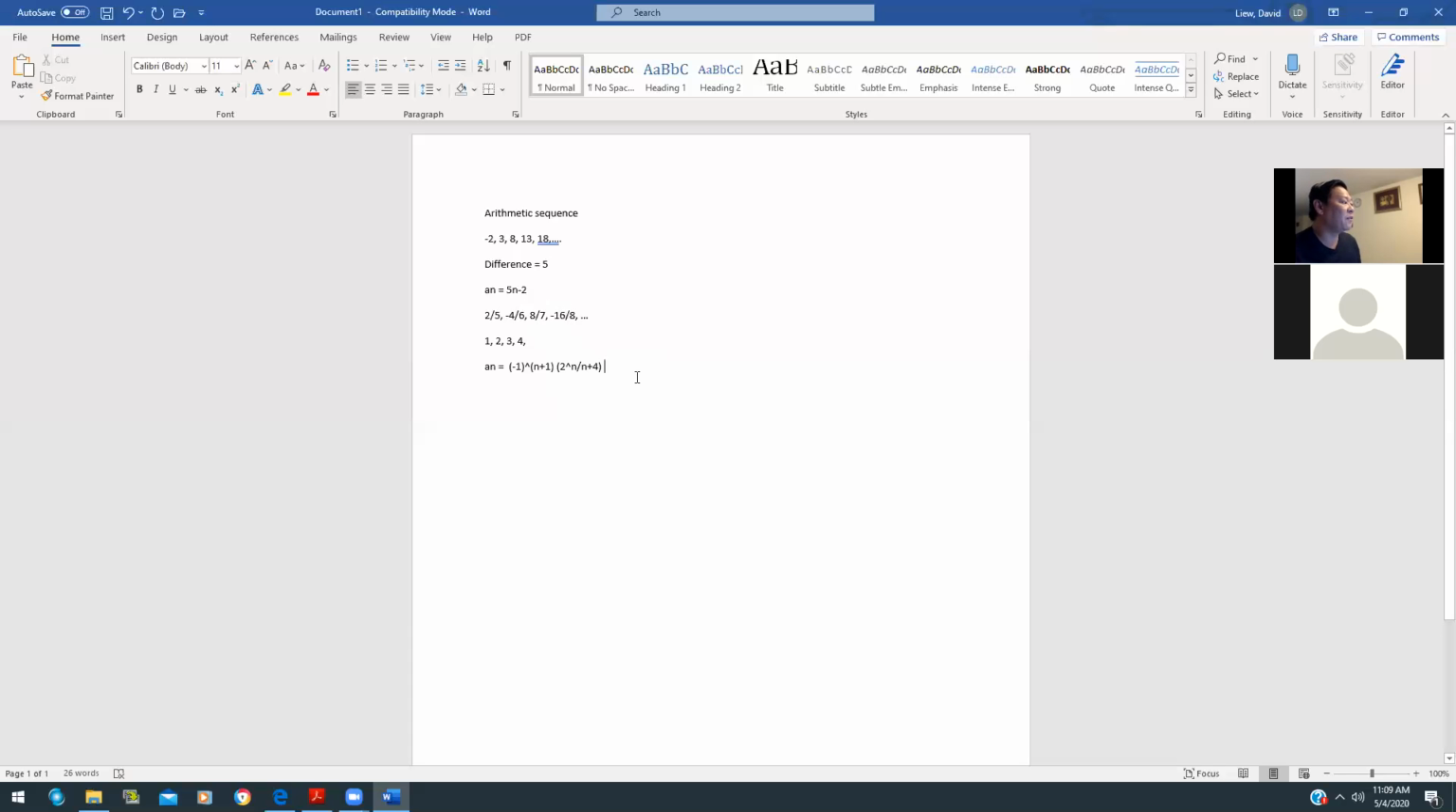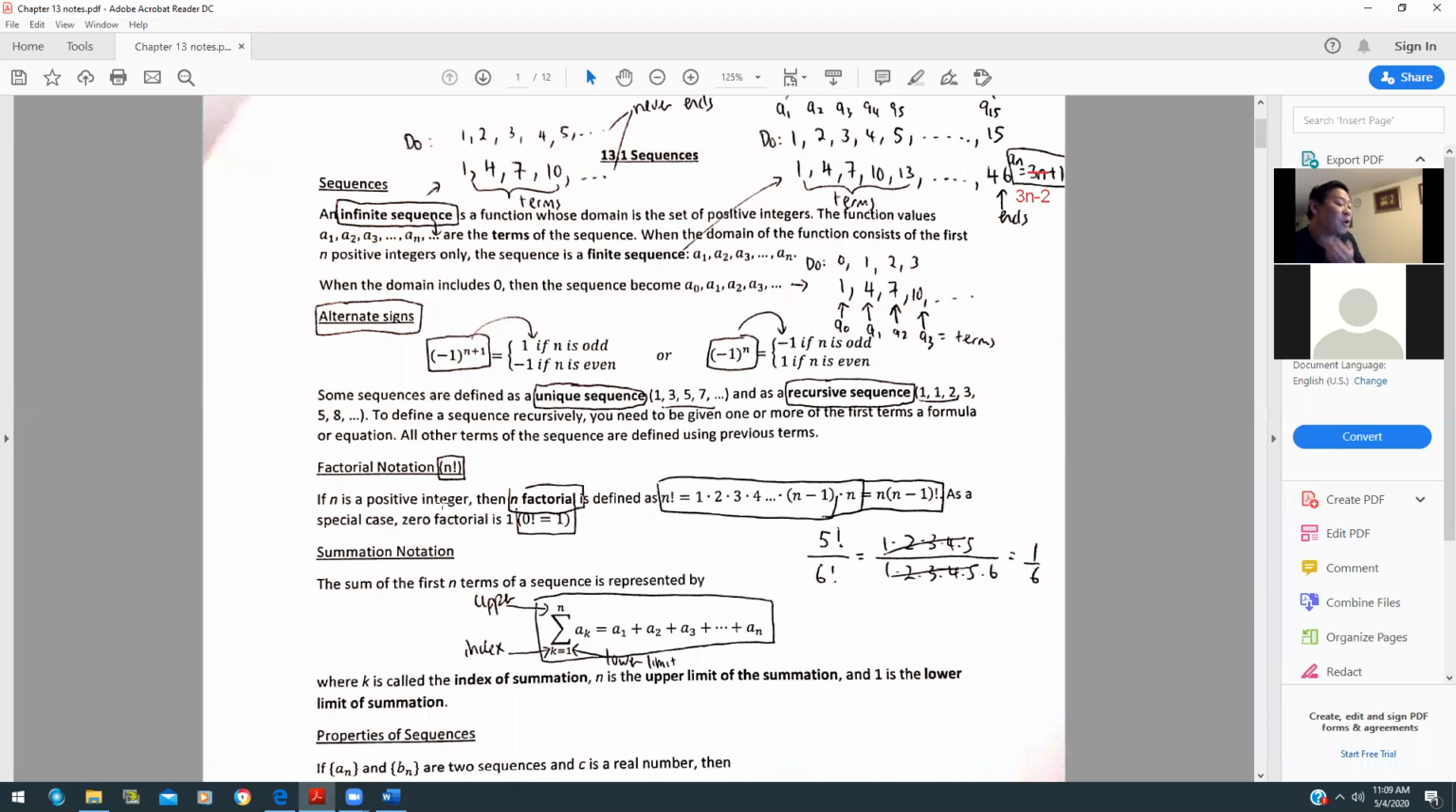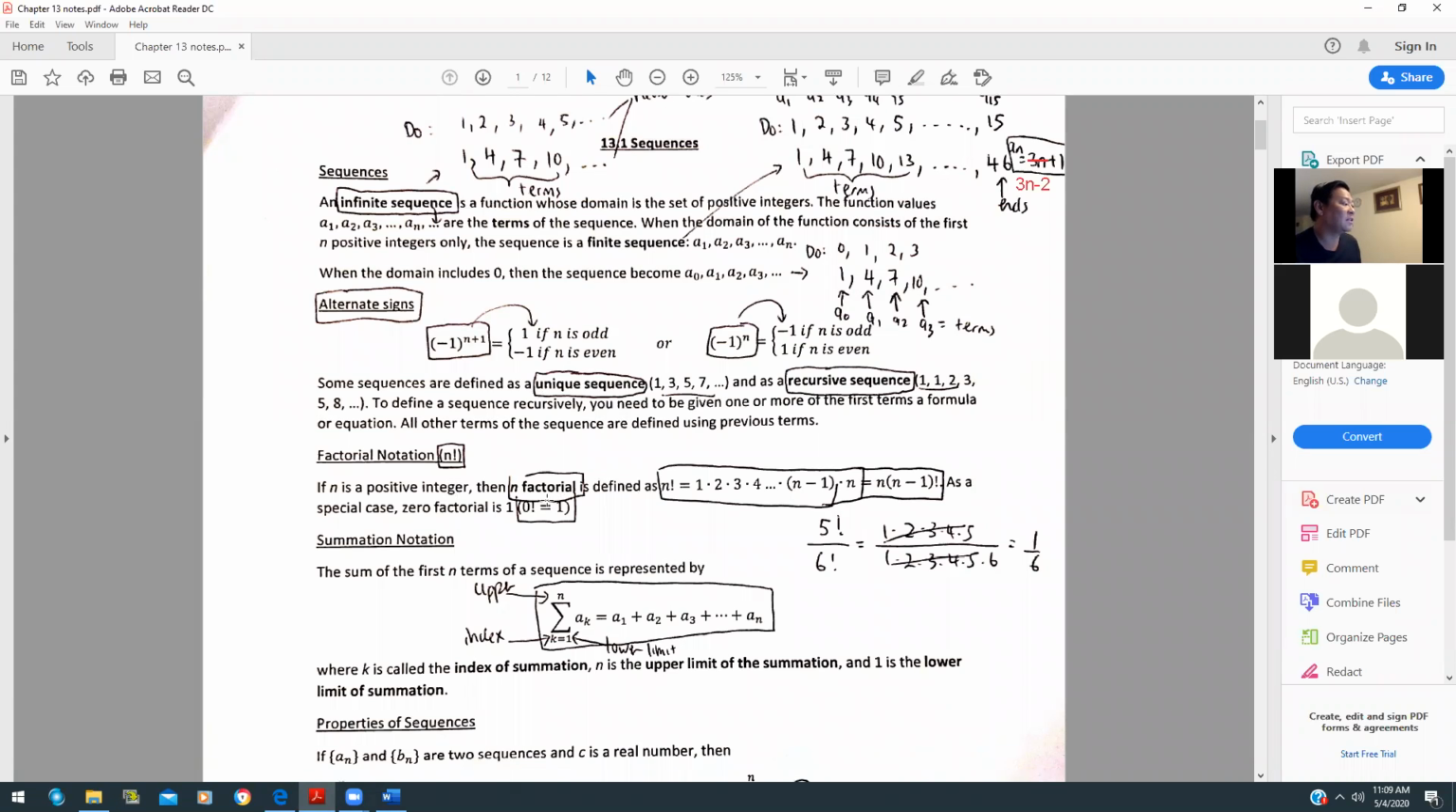So this is how we figure out your AN term if I give you an arithmetic sequence. That is one of the most difficult parts that we have. Next, we talk about factorial. So Tyler is asking me about factorial notation. Factorial notation is just a factorial, which is an exclamation point. It's just keep on multiplying.